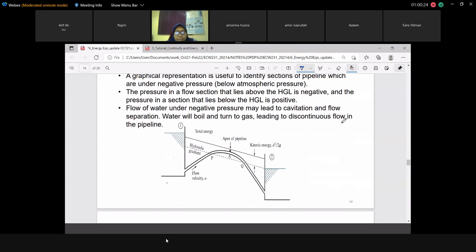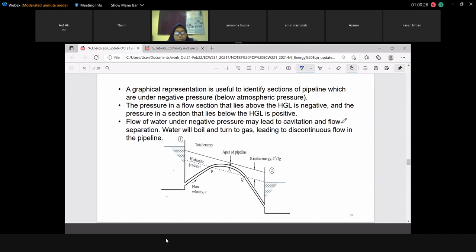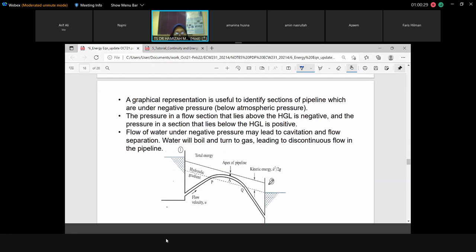Same goes as this one. There are dua line which is total energy line and also hydraulic gradient. Flow velocity represent by U. Okay, kemudian dia ada tunjuk apex of pipeline, paling tinggi lah, point pipe yang paling tinggi. So yang tertinggi ni basically datum, sama lah. Paling bawah ada datum, paling atas ada datum.